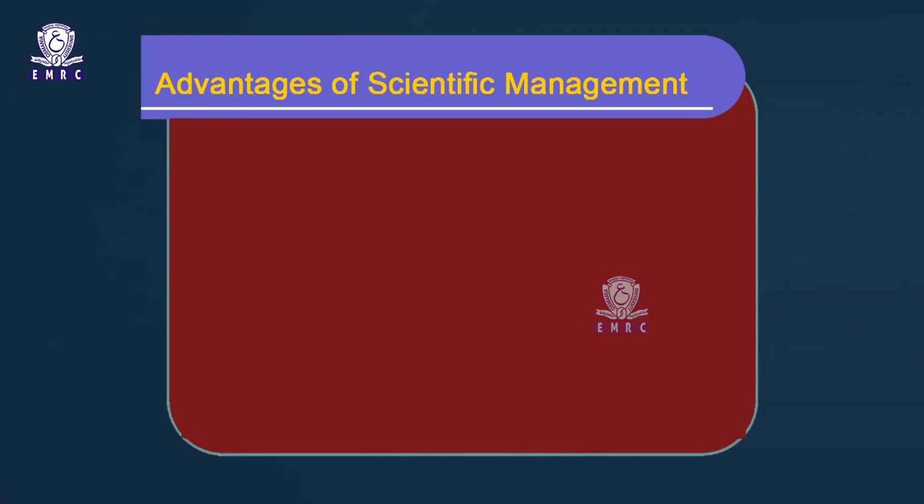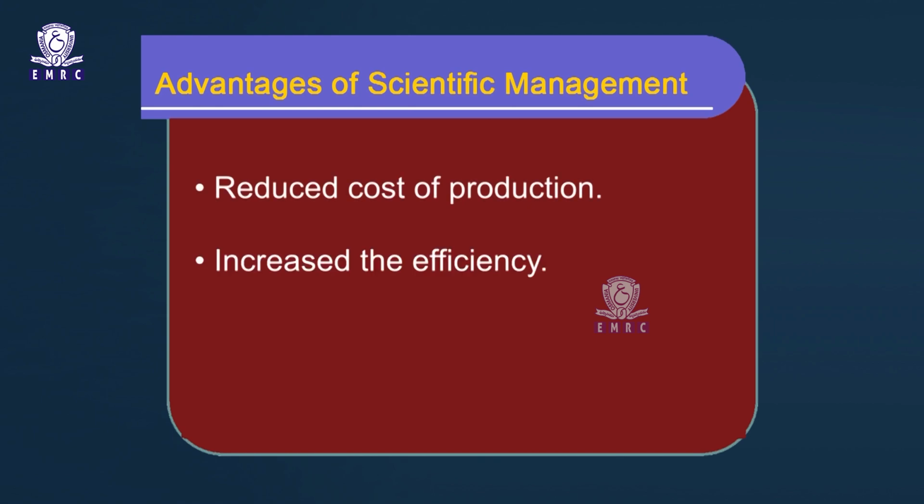These principles of scientific management involved experiments, observation, analysis and inference, and were applied to create a cause and effect relationship. The advantages of scientific management are: it reduced the cost of production, increased the efficiency and reduced production time.